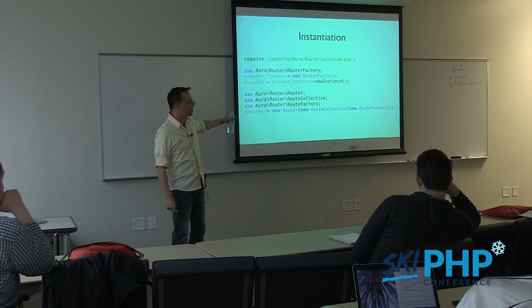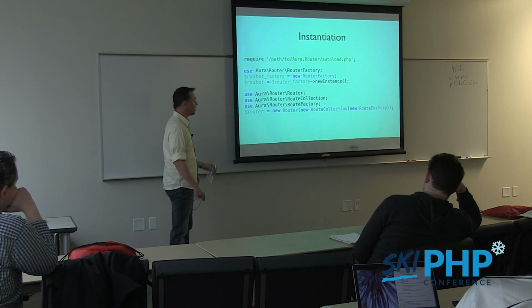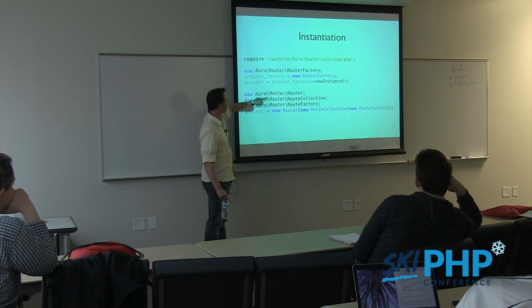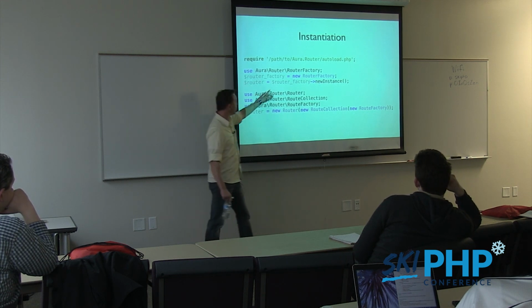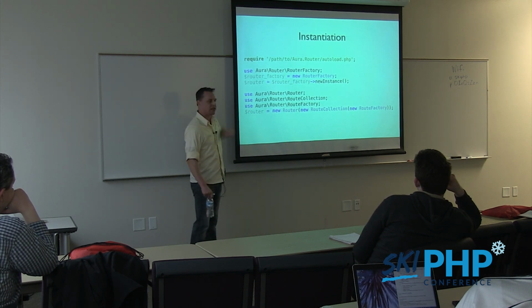So this is how you instantiate it. If you're using Composer, you don't need to require the auto load, but it's there if you're not using Composer. There are a lot of people not using Composer. Use the factory, get a factory, use the factory to get the router. This factory does all the complex creation stuff for us. It turns out that in this case, the creation is not that complex.